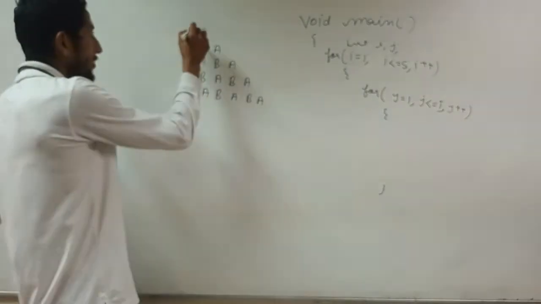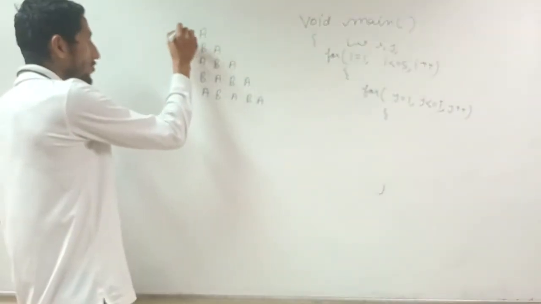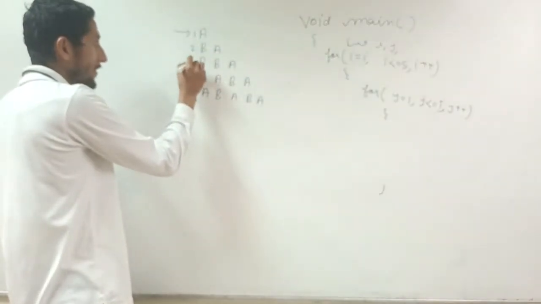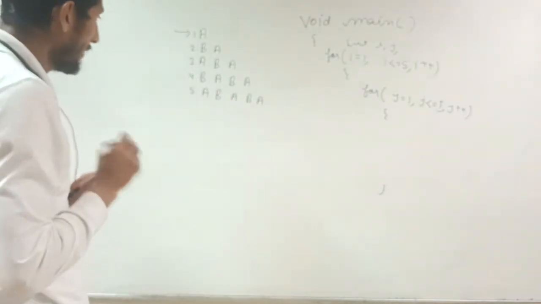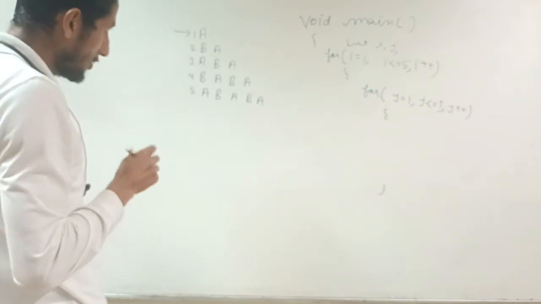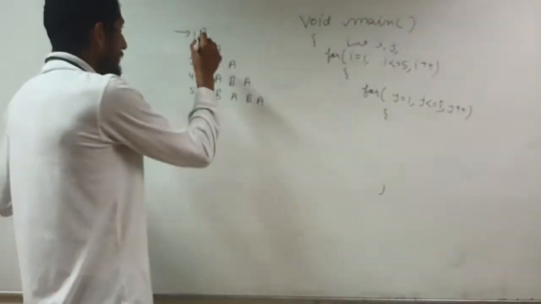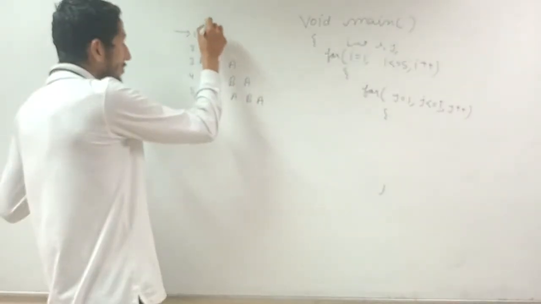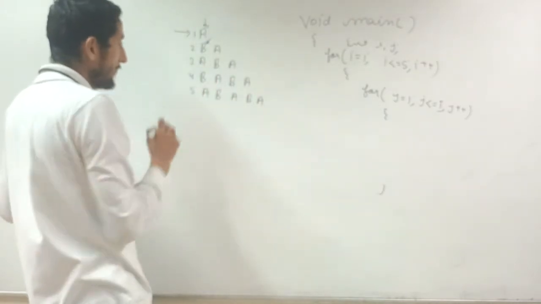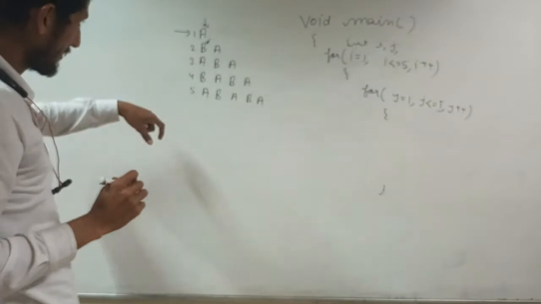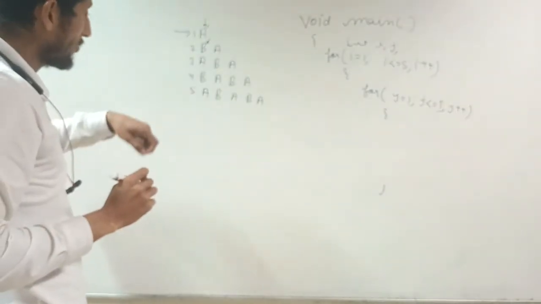Every time you are going to start with a row, that is row number 1, row number 2, row number 3, row number 4, row number 5, you have to decide what letter you are going to start with. First you start with A, then B, then A, then B, then A. It means first of all you have to decide which character you are going to start with.